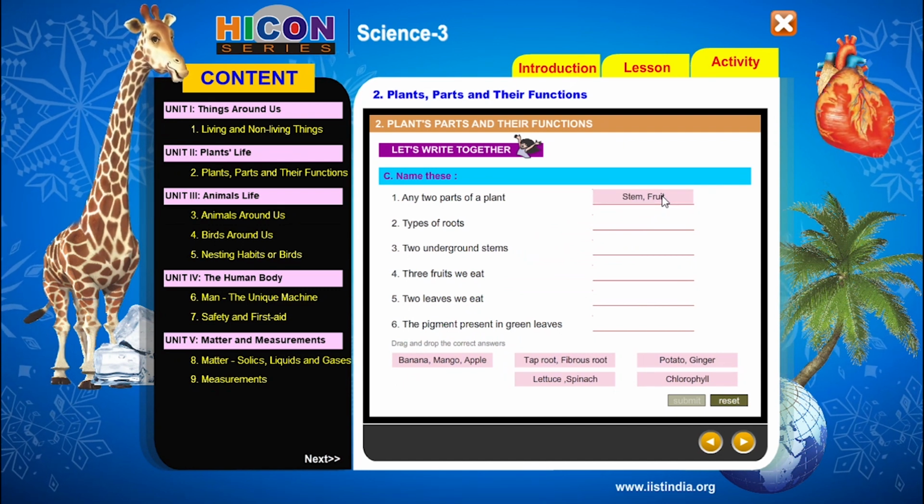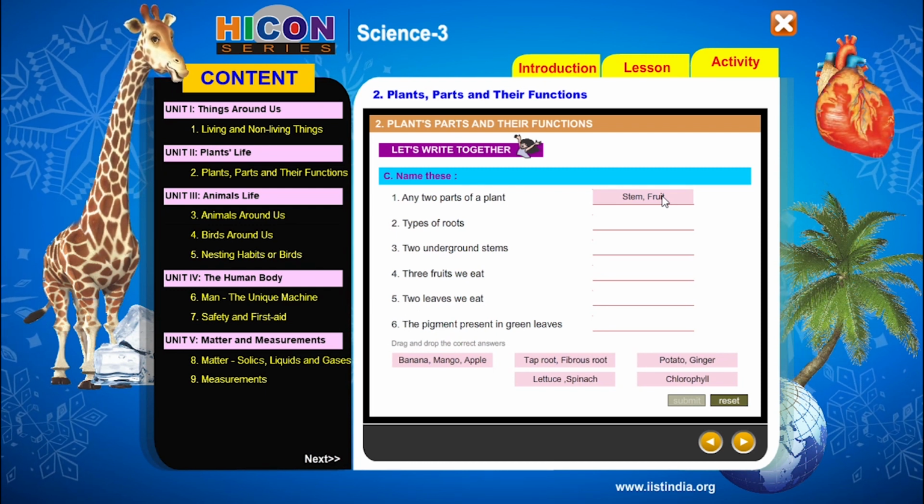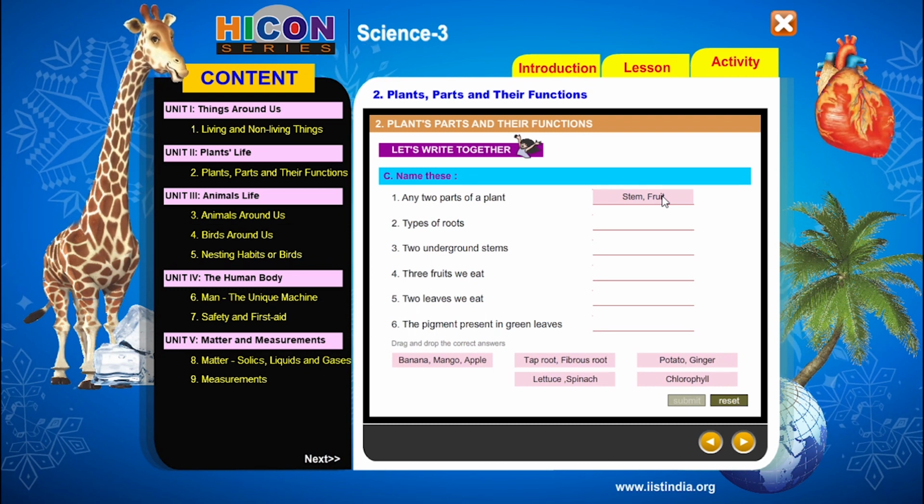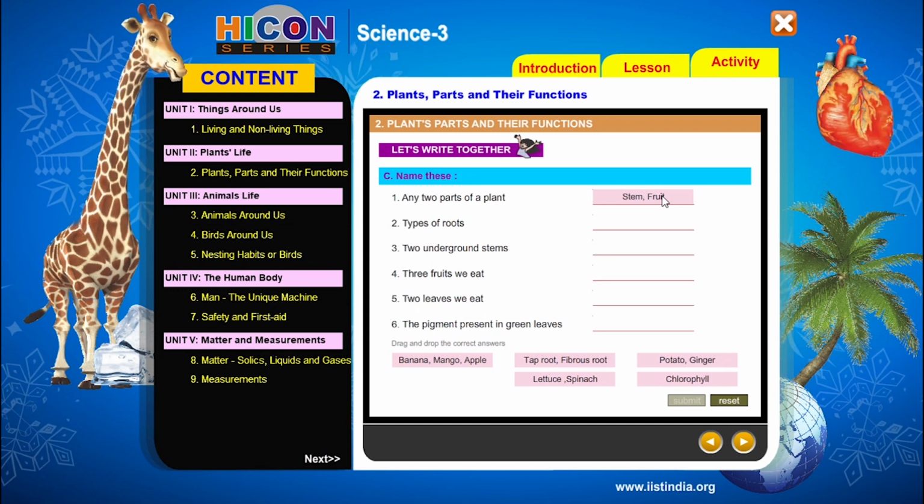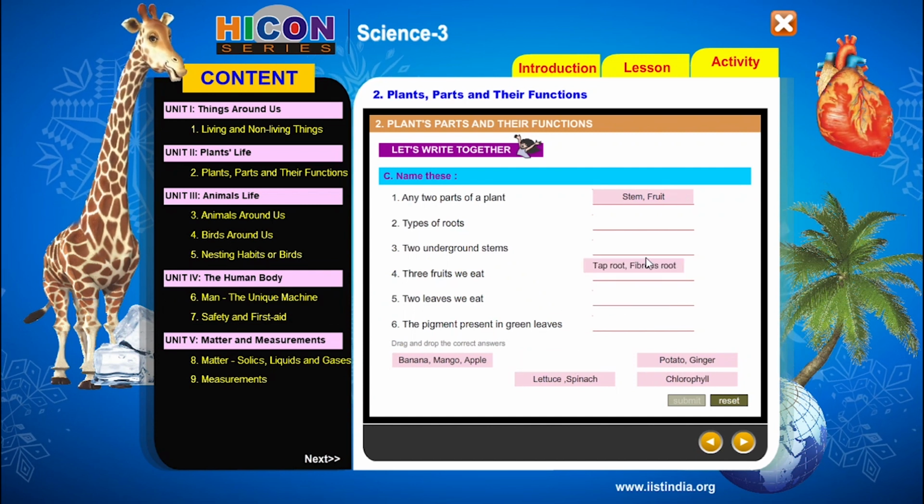Next, read the second sentence. Types of roots. Children, we have already discussed that there are two types of roots, fibrous root and tap root. So the answer for the second sentence is tap root, fibrous root. So write the word here.